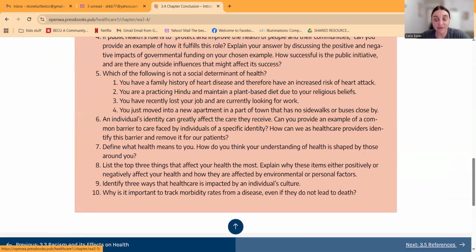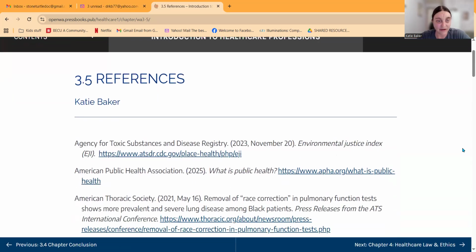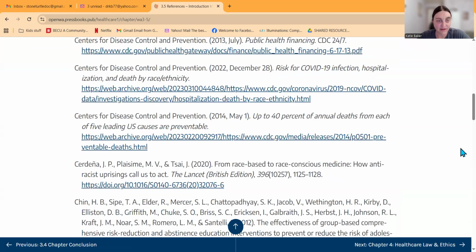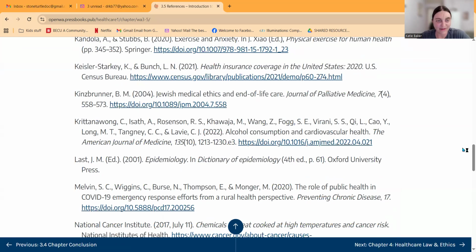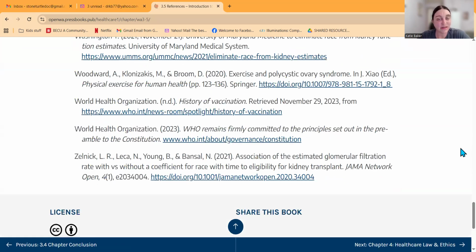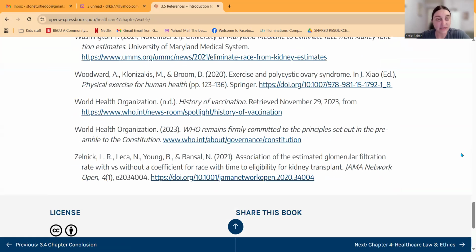That's it. If you're interested in the references, you can see that at the very end, we'll have so many references. So if students want to learn more about social determinants of health, or they want to learn more about racism and its effects on healthcare, these are some really good, very approachable references.